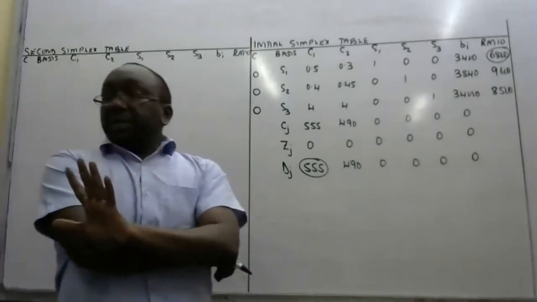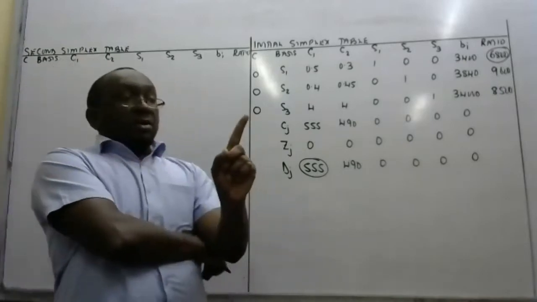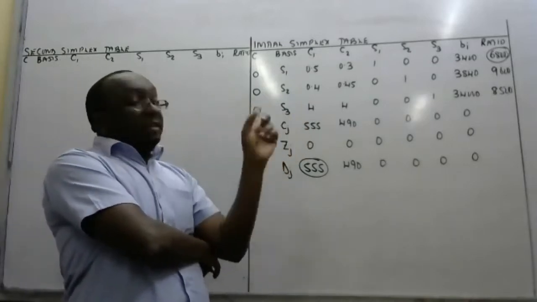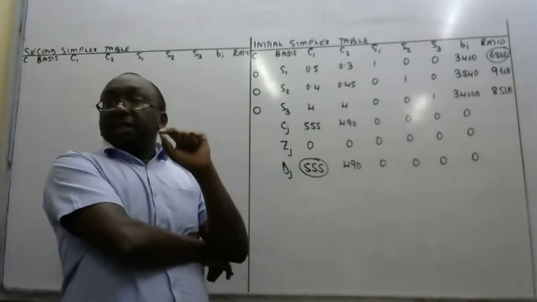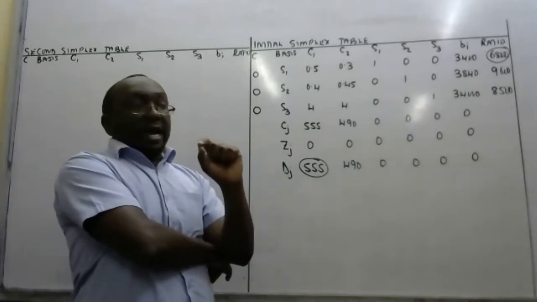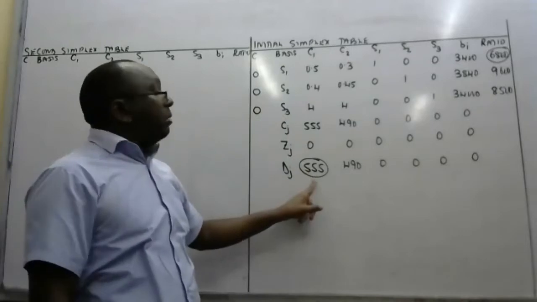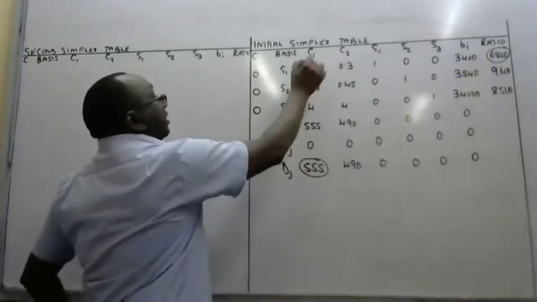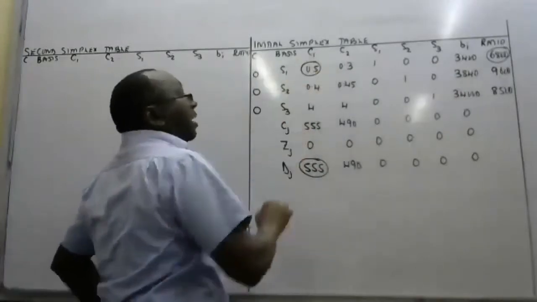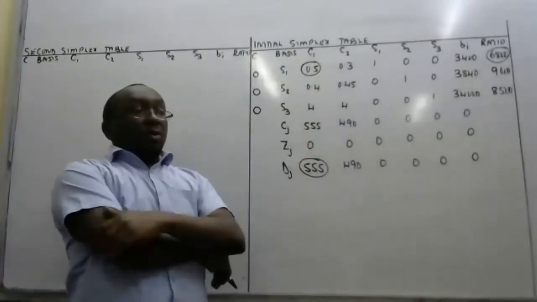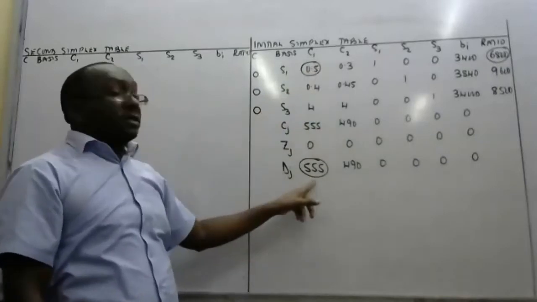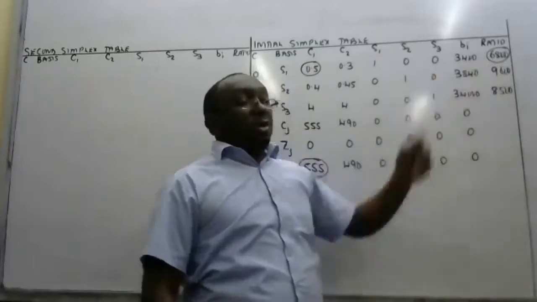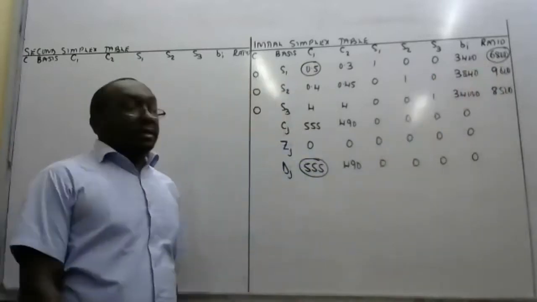We are okay up to that point, yeah? Now, you go back to the previous table. You identify the key element. The key element is the element at the intersection of the key column and the key row. So where they meet, this is the key element. You can even circle it, where we have the highest DJ and the lowest ratio. Where they meet, that is the key element.